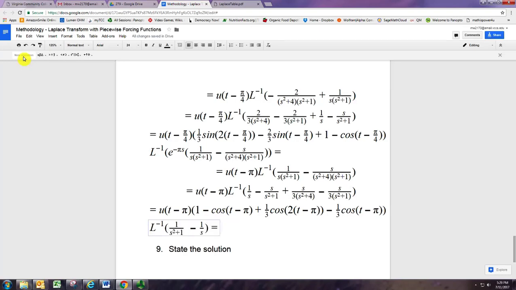And those show up in the table. We've got 1 over s squared plus 1 is sine. And we don't need to subtract anything from the t because there's no unit step function attached to these. And then the inverse transform of 1 over s is just the 1. So we get that. All right, so we're going to put all this together for our solution.